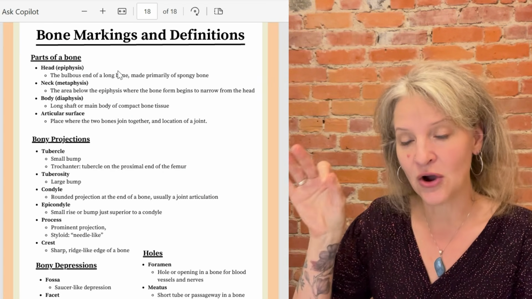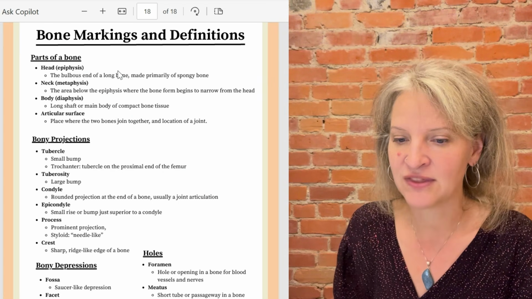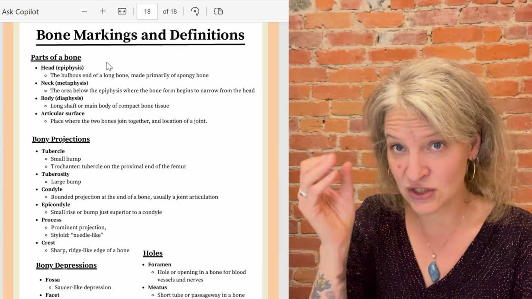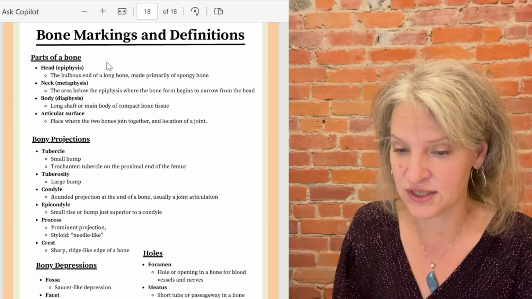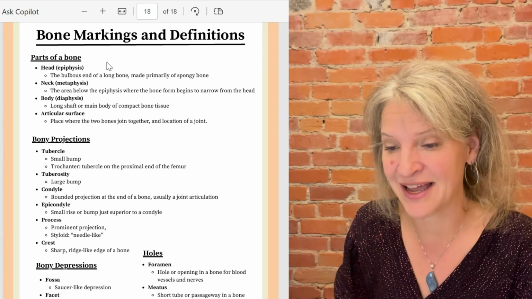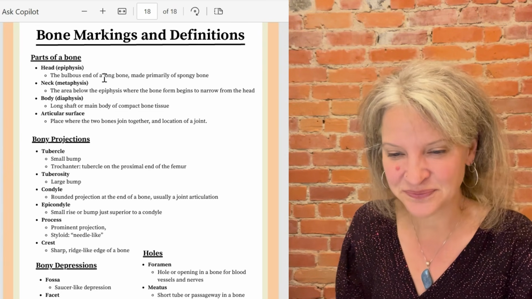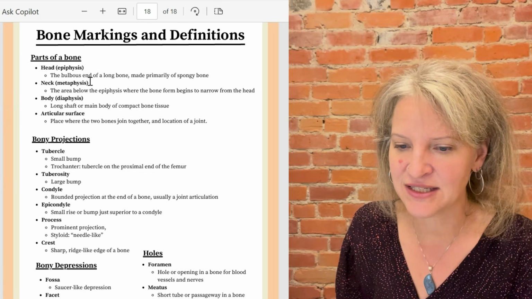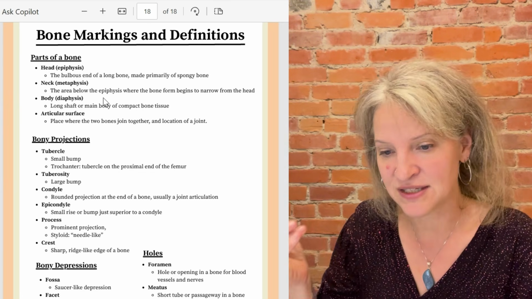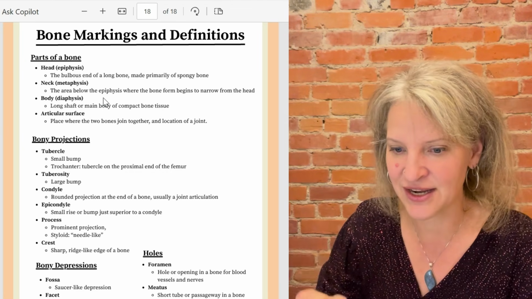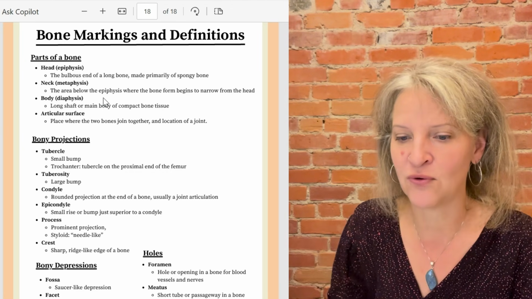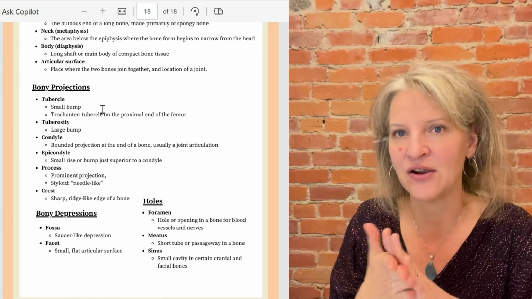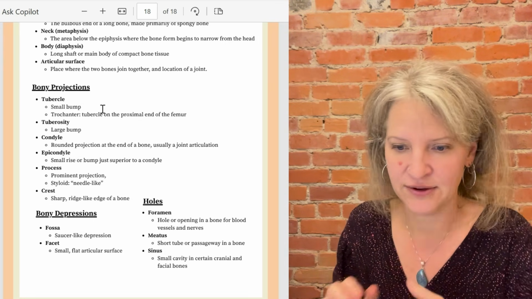So first thing to know is the parts of the bone. We've got the head of the bone, epiphysis, that's the bulbous end. And typically this is for a long bone, the parts of the long bone, because there's all kinds of different kinds of bones. I'm going to talk about that in my skeletal system video. But we've got the head, the neck, that's the metaphysis. That's between the epiphysis and the body, which is like the shaft, right? The diaphysis is the name for the shaft. And then we have the articular surface, which is like the area where the bones pivot together.